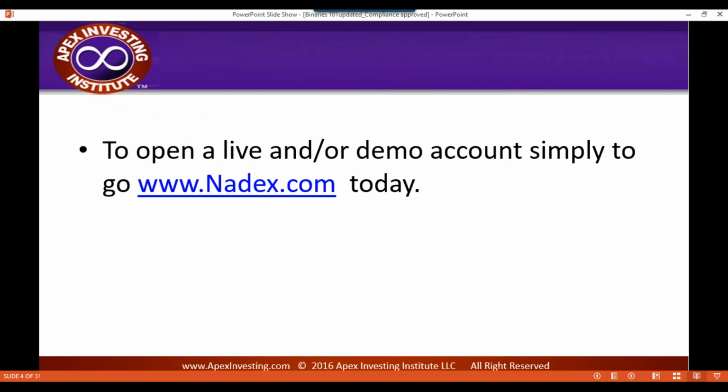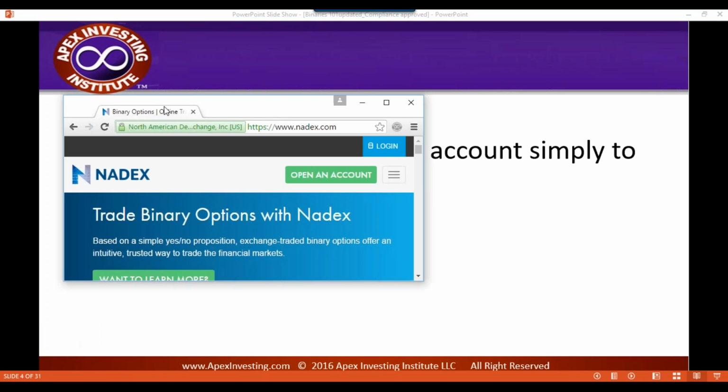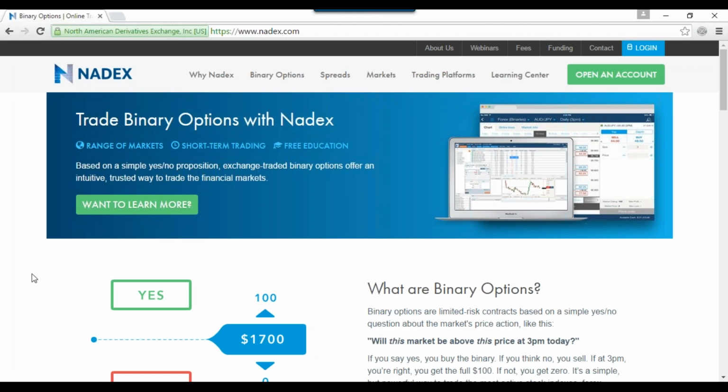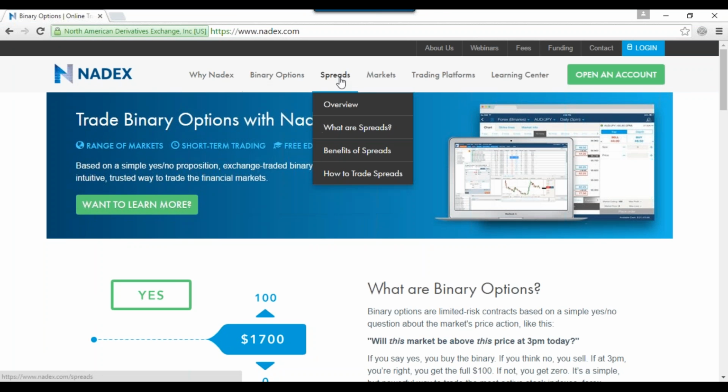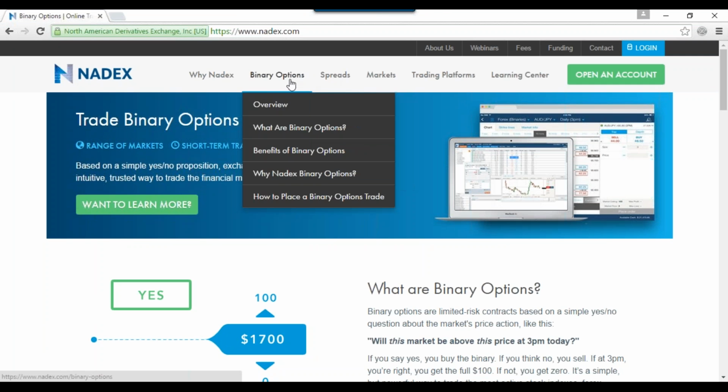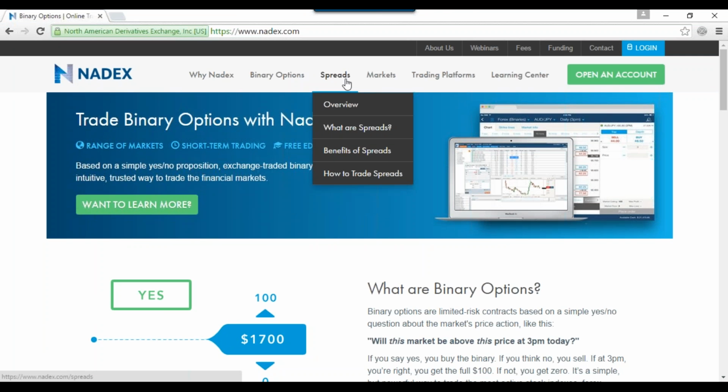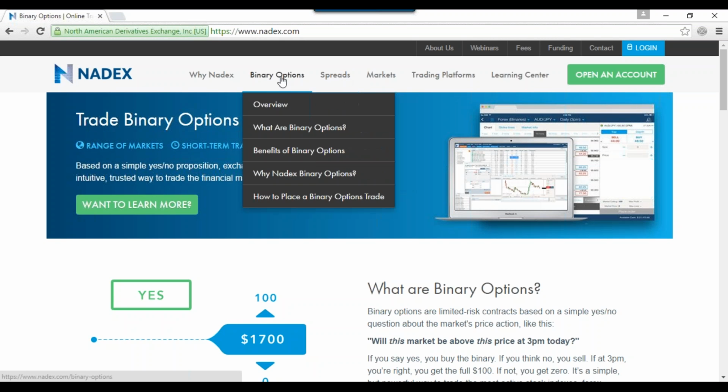If you are brand new, make sure you do hop on over to nadex.com. You can go through the tabs here at the top and get some great information about what Nadex has to offer. Basically, Nadex offers two different products. They offer binary options and spreads. You can go through each one of these tabs and get some general information and some good training about what they are and how they work, different ways to use them potentially. Tonight, we're going to be talking about binary options.